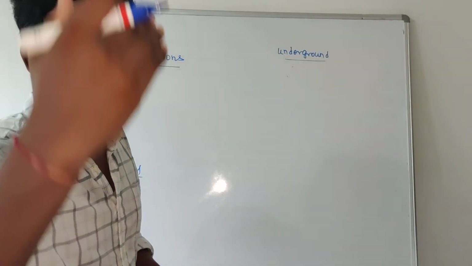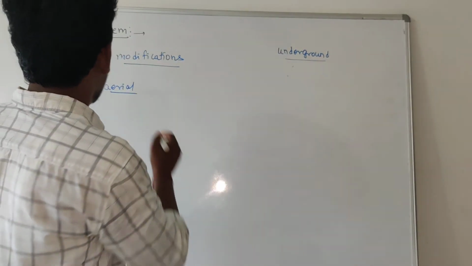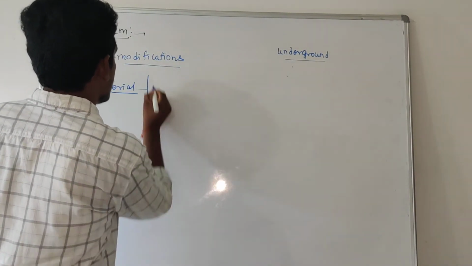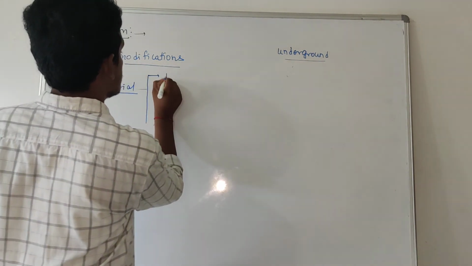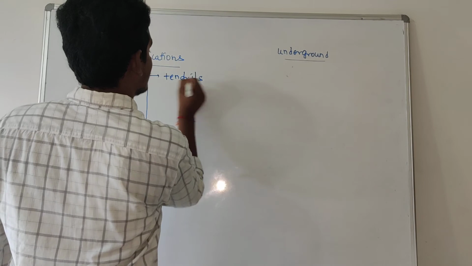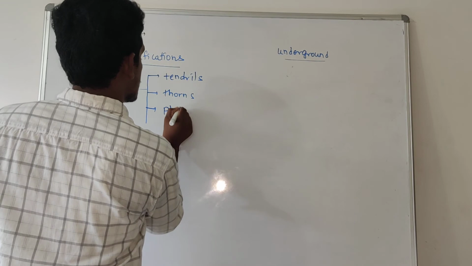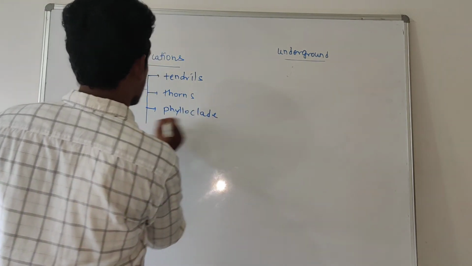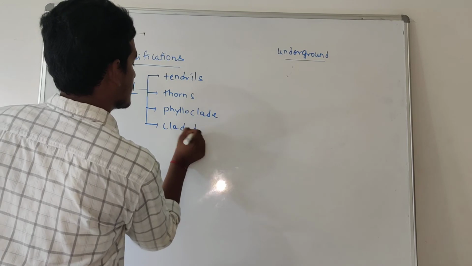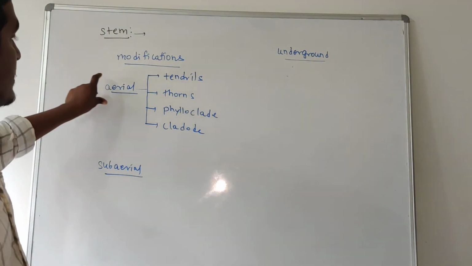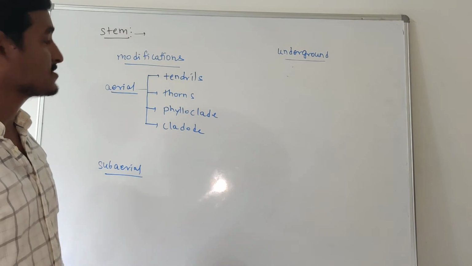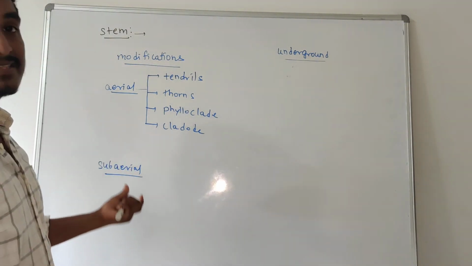What about aerial stem modifications? Aerial stem modifications mean the stem is modified in an aerial position, or above the soil. The aerial stem modifications are mainly four types. Those are tendrils, thorns, phylloclade, and cladode. So these are the four types of aerial stem modifications.